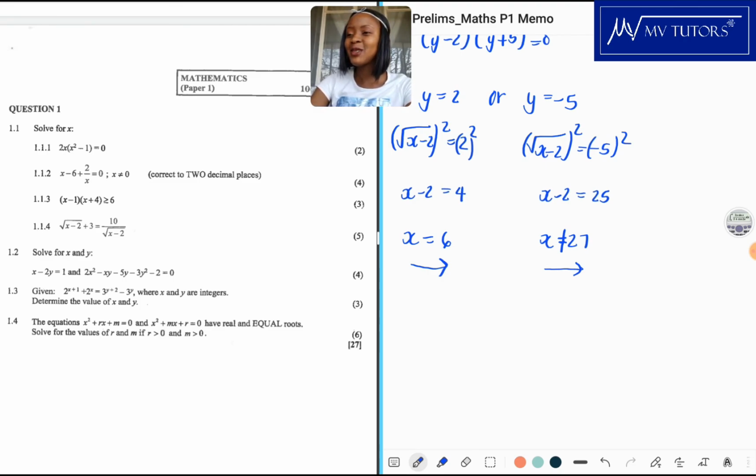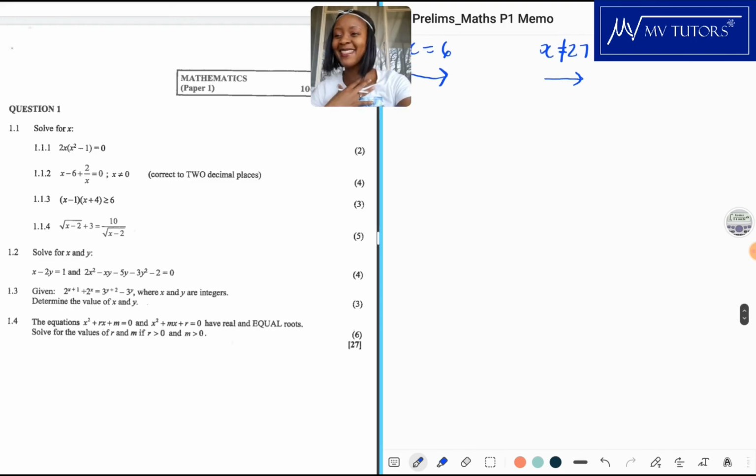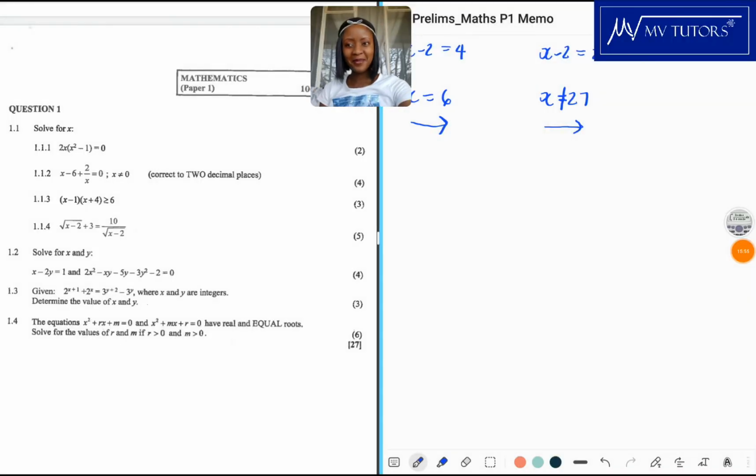All right, so that's 1.1.4. Let's take a little bit of a break and then we'll solve 1.2. Okay, let us do 1.2. We are solving simultaneously for x and y.